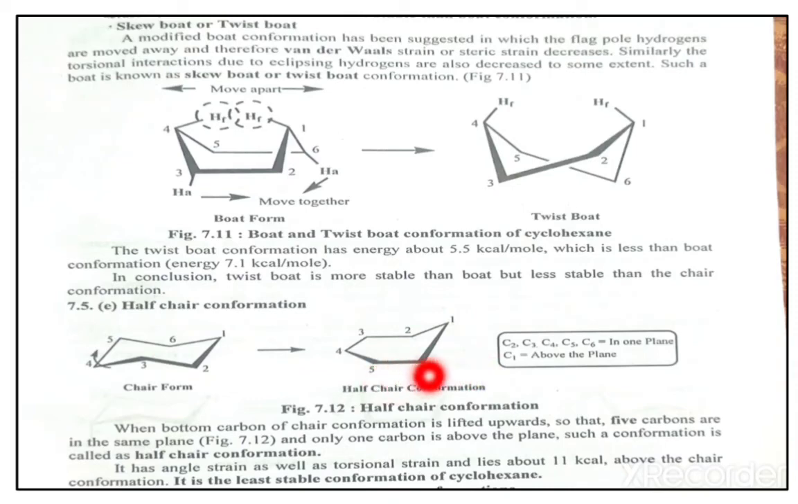It has the angle strain as well as the torsional strain of about 11 kilocalorie per mole above the chair conformation. Okay, and it is the least stable conformation of cyclohexane.